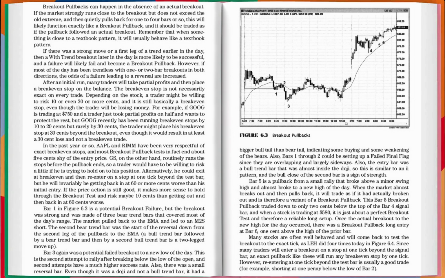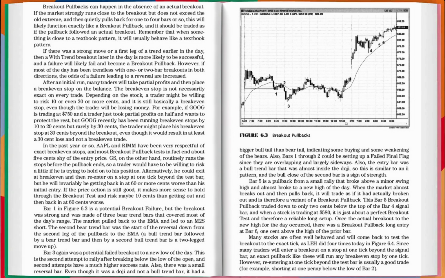In the past year or so, AAPL and RIM have been very respectful of exact break-even stops, and most breakout pullback tests in fact end about 5 cents shy of the entry price. GS, on the other hand, routinely runs the stops before the pullback ends, so a trader would have to be willing to risk a little if he is trying to hold on to his position.